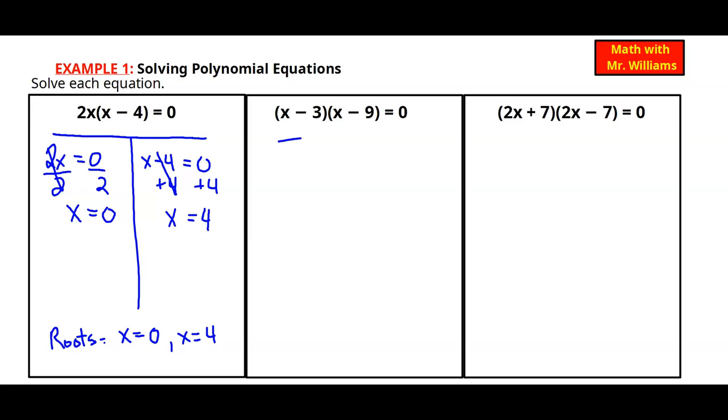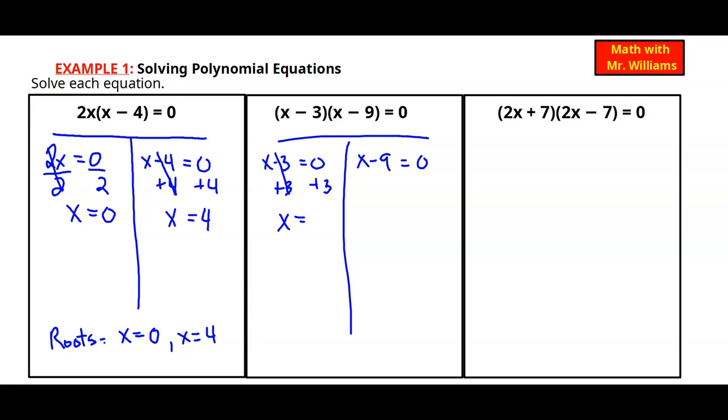Again, I like to use the t-chart. And then using my zero product property rule, I have x minus 3. I'm going to set that equal to 0, and then x minus 9 equals 0. To cancel out the minus 3, I use my inverse property, so I'm going to add 3 to both sides. On the left, the 3's cancel out, giving me x equals 0 plus 3, which is 3.